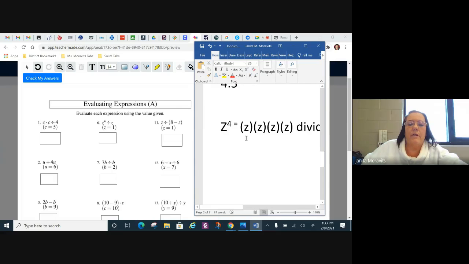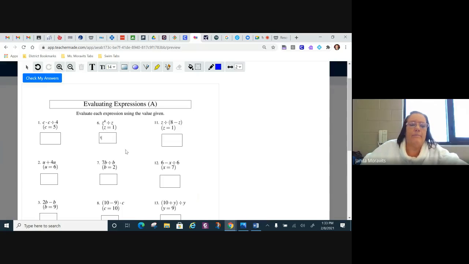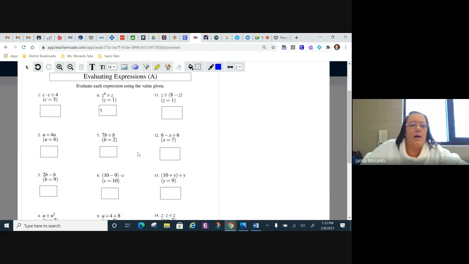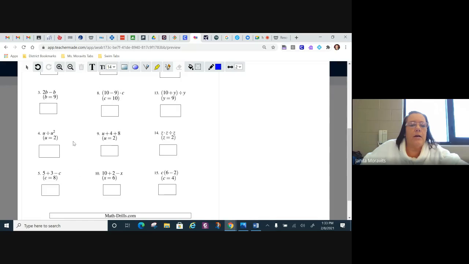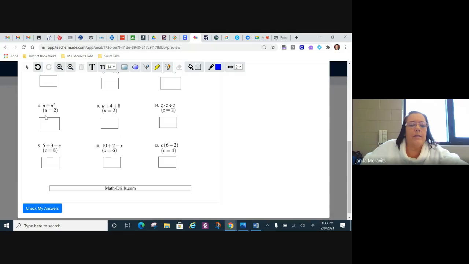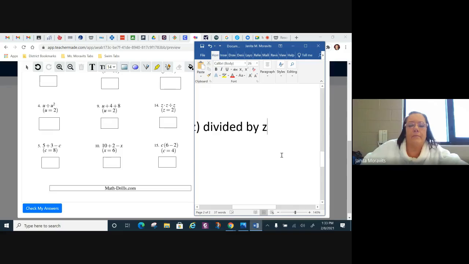So you have 1 times 1 is 1, times 1 is 1, times 1 is 1. And then you take that 1 and you divide it by 1. So 1 divided by 1 is 1. I don't see any more. Okay, here's an exponent right here on this one. So let's take a look at that one.